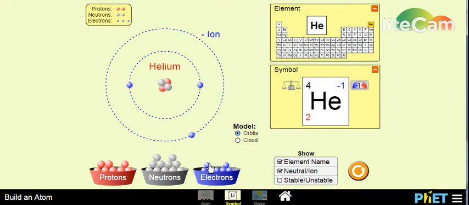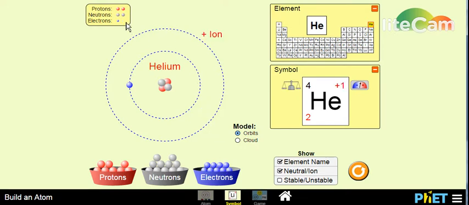If I add a second extra electron to it, can you guess what number is going to appear here? Let's try it. -2, because it has 2 extra negatives. Let's go the other way. Suppose instead of adding negatives, I take them away.